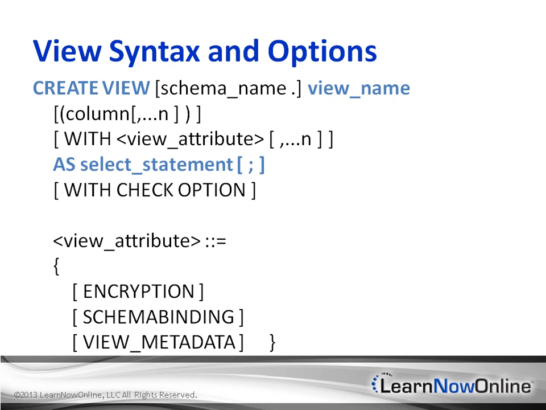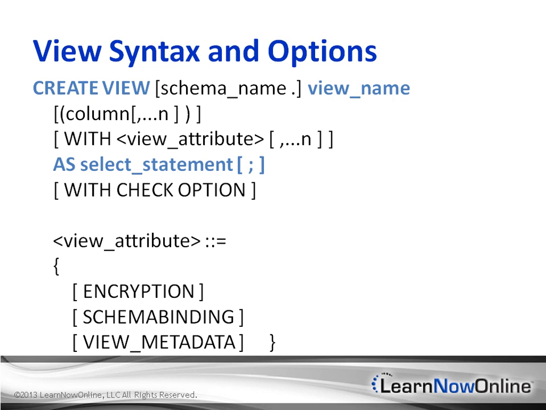And then you give it a view name. You define the different columns that you want to include, and then there's various view attributes. As you can see at the bottom, there's encryption, schema binding, and view metadata. And I'll talk about those shortly. And then you define it using an as clause, and then it really consists of a select statement.